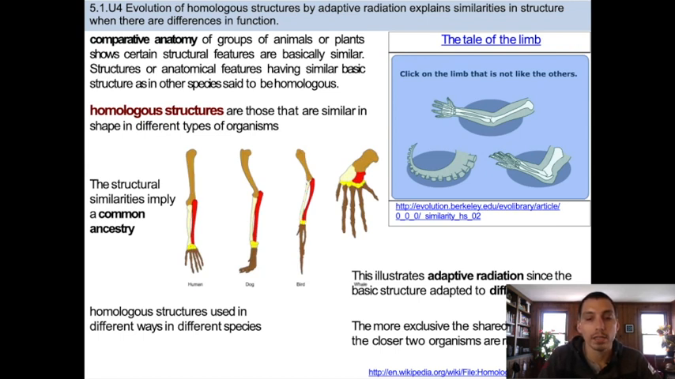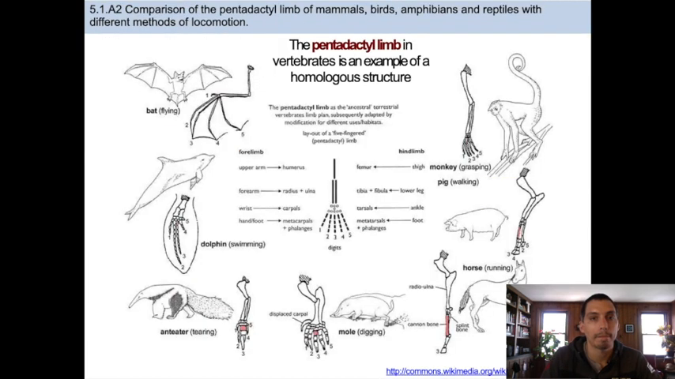The more exclusive the shared homologies, the closer the two organisms are related. So essentially, the more unique what they share is, the closer they are related, because things that are more closely related are more likely to share these traits. But the pentadactyl limb here is one of the primary examples of a homologous structure.